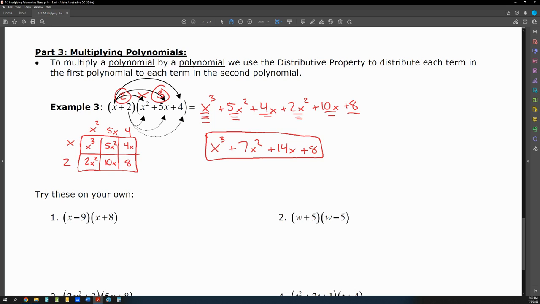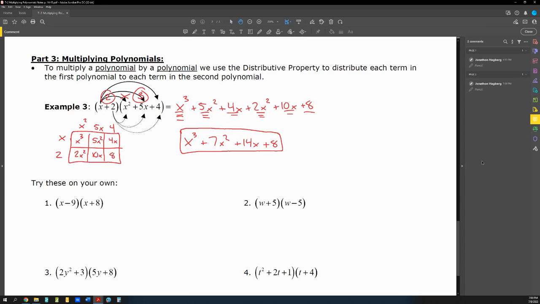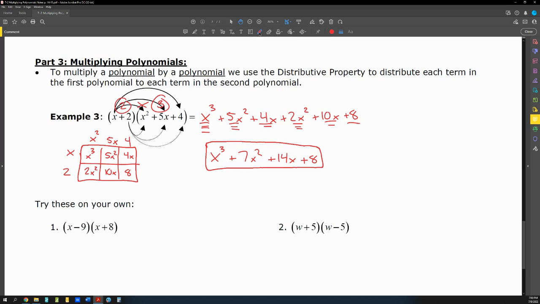One of the advantages of the box method is as long as these are written in standard form and we're not missing any of those powers as we go in decreasing power order, then something interesting happens with these terms. I noticed that some like terms, we have 5x squared and 2x squared. Other like terms, we have 10x and 4x. Interestingly, these diagonals are like terms. This isn't always going to be the case, but sometimes it happens that way. Be observant and see which terms are like terms, and then you can combine them.